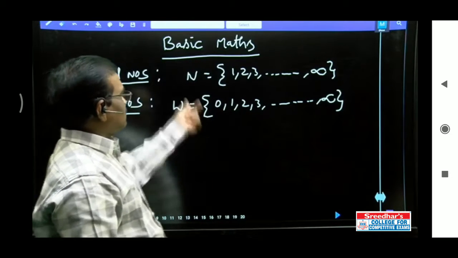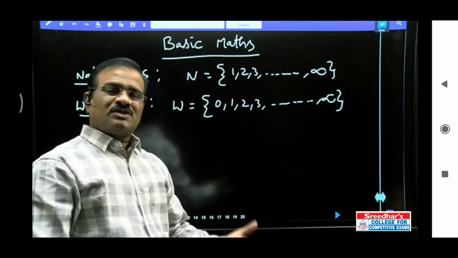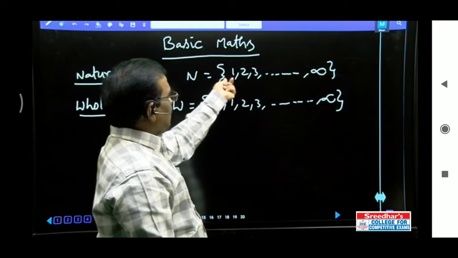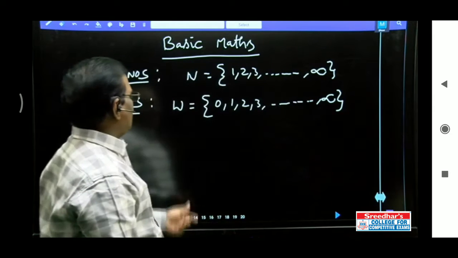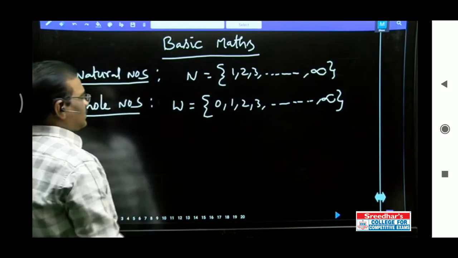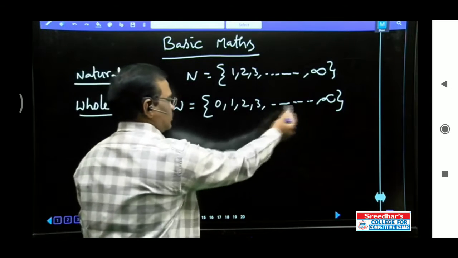Natural numbers and whole numbers. Numbers which are used for counting are called natural numbers, and the set of natural numbers is denoted by the letter N. It begins with 1 and goes up to infinity. Next, whole numbers. Natural numbers together with 0 are called whole numbers. The set of whole numbers is denoted by the letter W. It begins with 0 and goes up to infinity.